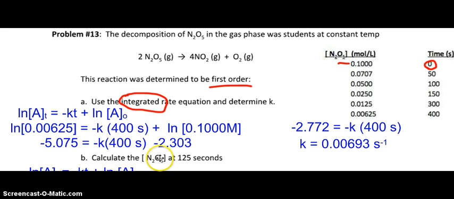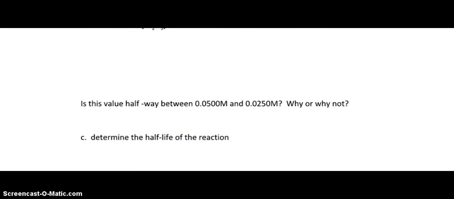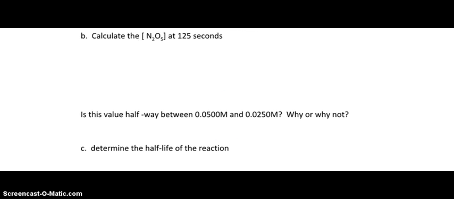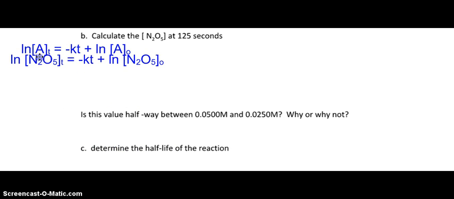Now, we're supposed to calculate the N2O5 at 125 seconds. We can do this now because we know what k is. Oops, I went down a little too far. All right, so same equation that we're going to use. It is first order, so we're allowed to use integrated. Notice that time is a factor here. That's why I need to use the integrated rate law, because I have a time factor and I'm working with concentration. And so, okay, I'm going to be more specific now and work with the N2O5.